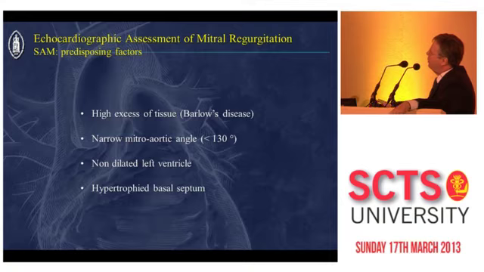So these are the predisposing factors for SAM that you can assess preoperatively: excess of tissue, a narrow mitral aortic angle, a non-dilated left ventricle, of course, and a hypertrophied basal septum.